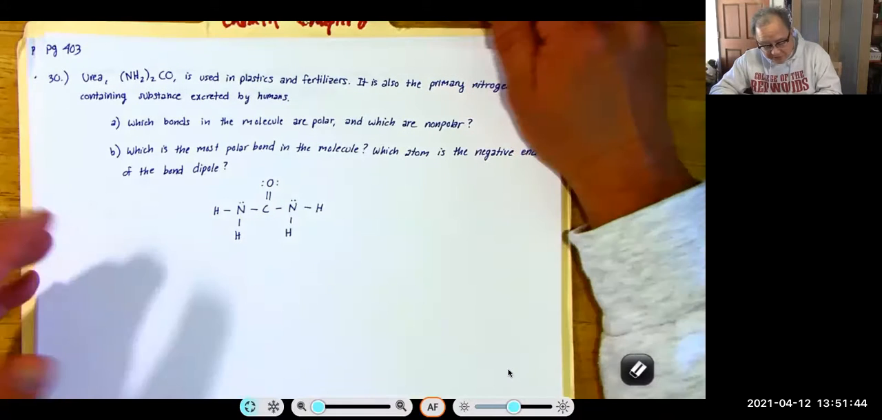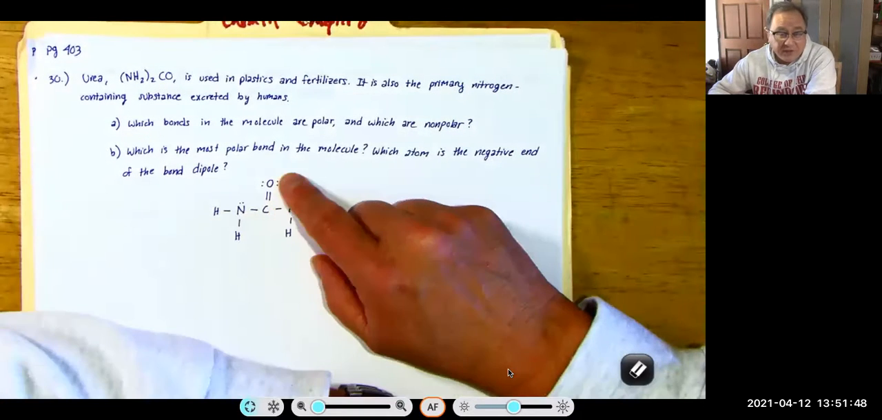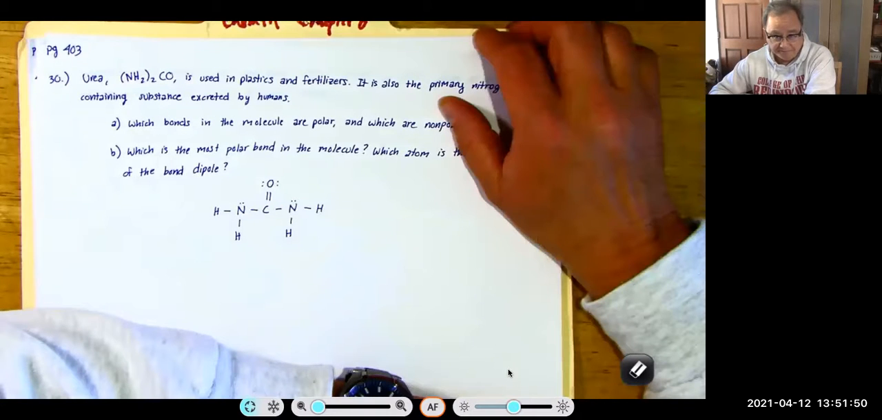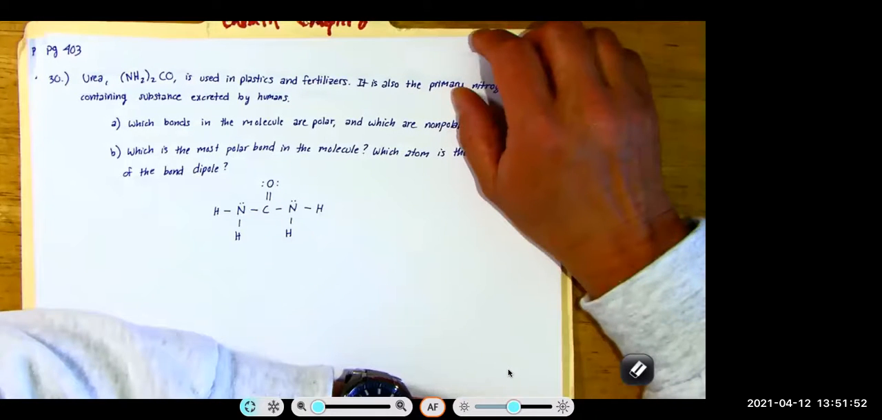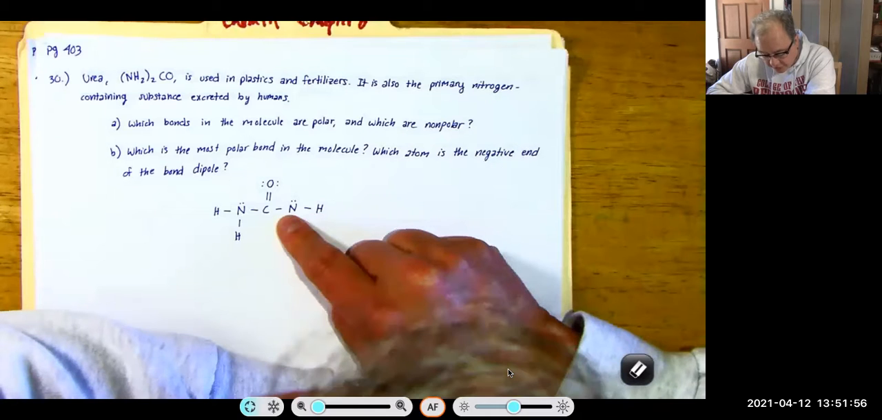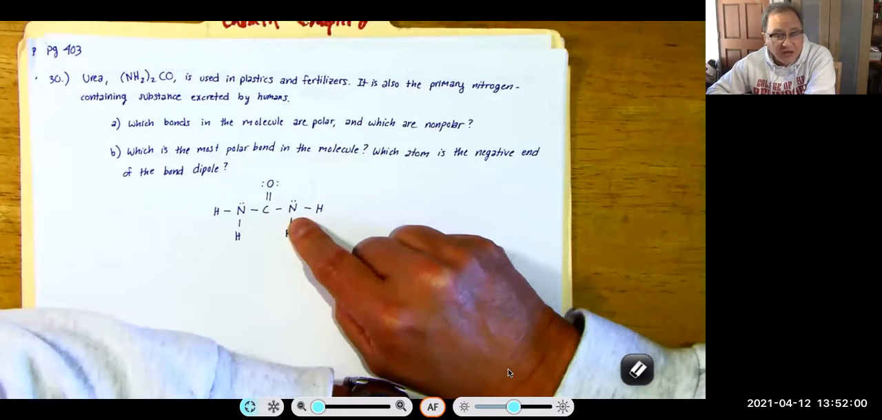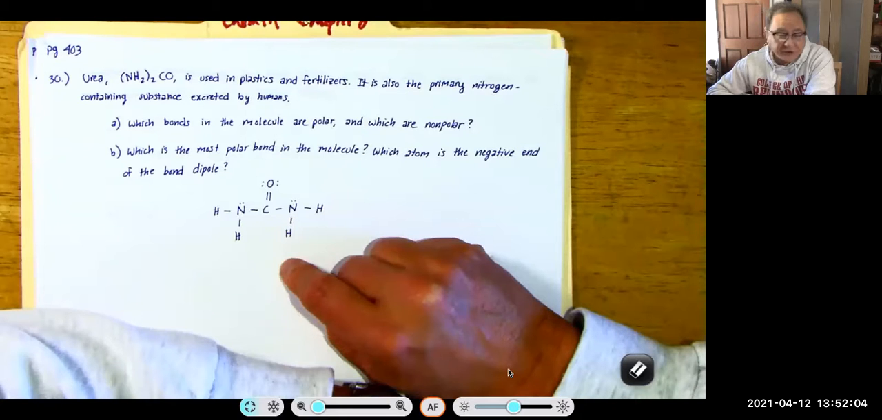And the answer is going to be the oxygen-carbon, because carbon is a 2.5, oxygen's a 3.5, and it's a difference of 1. The difference between nitrogen and hydrogen, nitrogen is a 3.0, hydrogen's a 2.1, the difference is 0.9. So it's not quite as polar. And the difference between carbon and nitrogen is going to be 0.5.